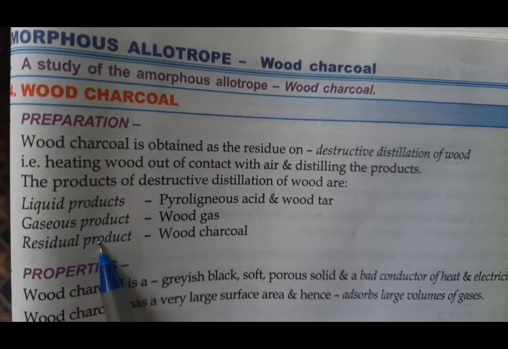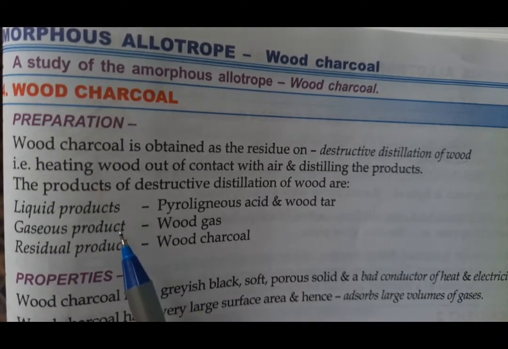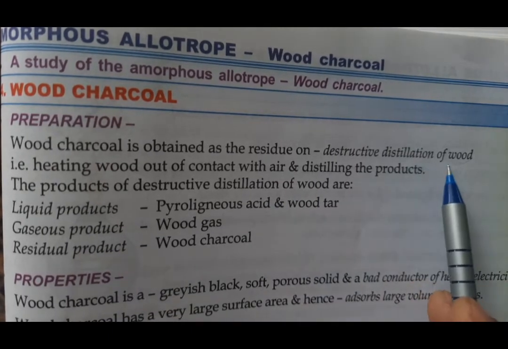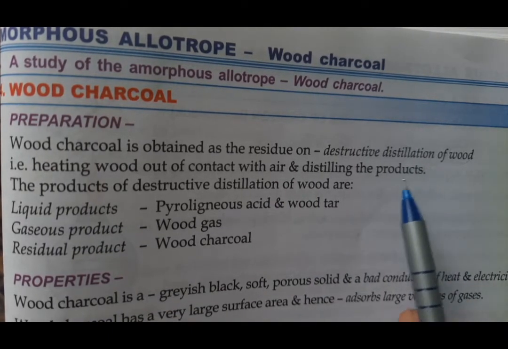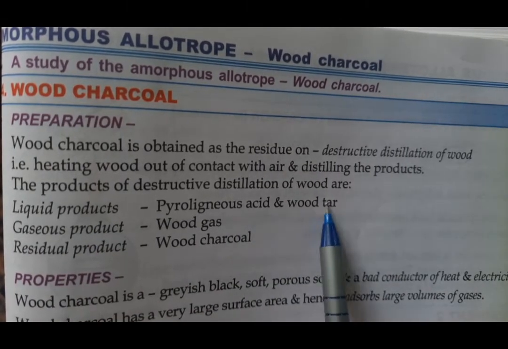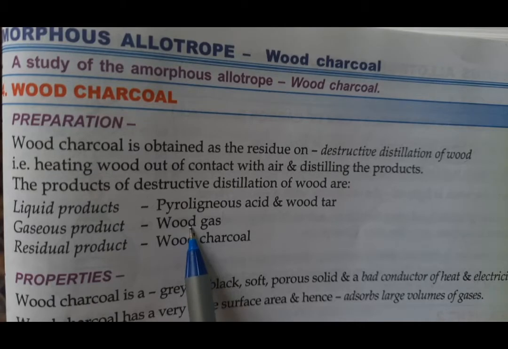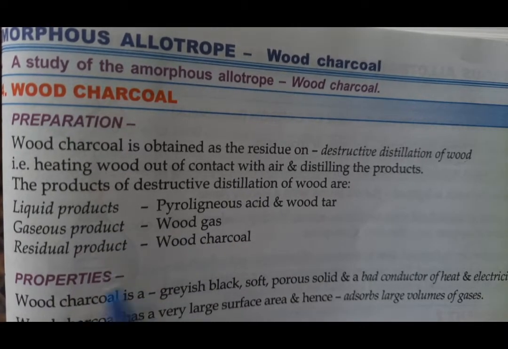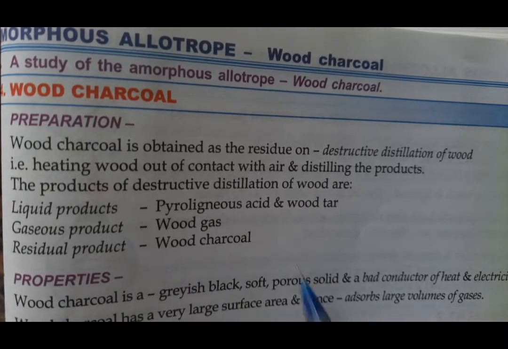When you do so, you get different products: liquid product, gaseous product, and residual product when you heat wood at very high temperature in absence of air. The liquid product is called pyroligneous acid and wood tar. The gaseous product is wood gas, and the residual product, residual means which remains, is called wood charcoal, students.